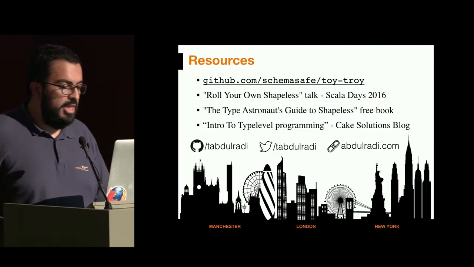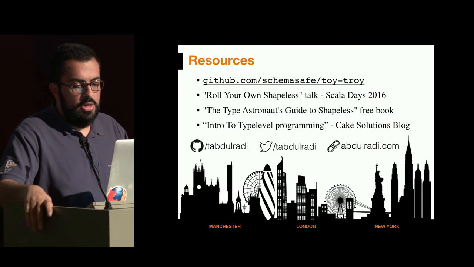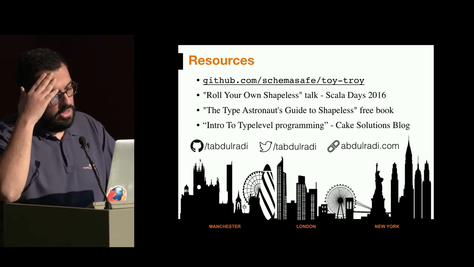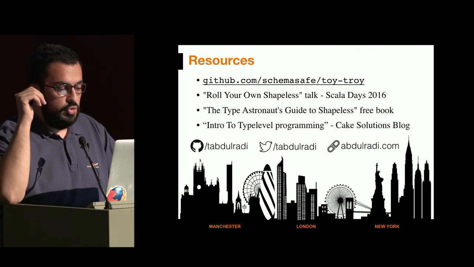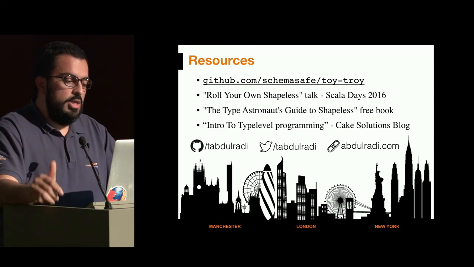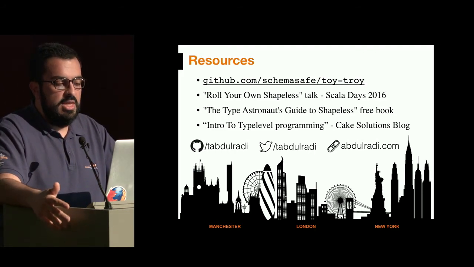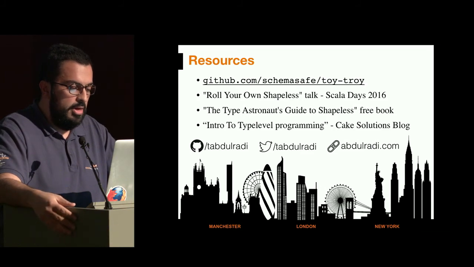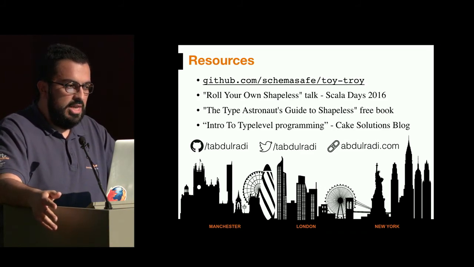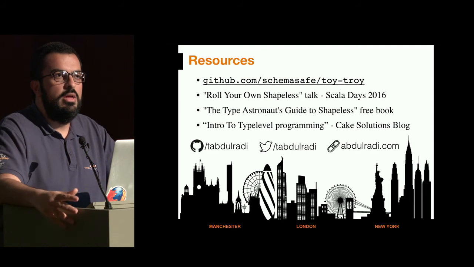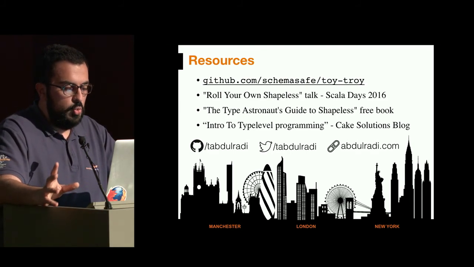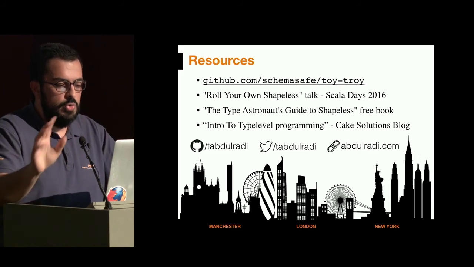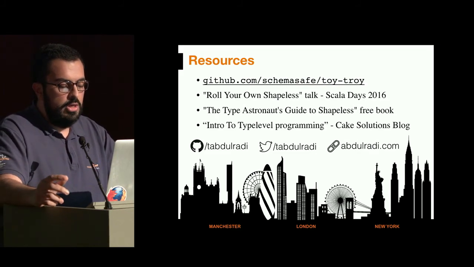Finally, the code is all open source. Under the GitHub organization Schema Safe, there is Troy and Toy Troy. Toy Troy is a very simple example that I'm using in the code, because Cassandra has slightly different types and complicated rules that I don't want to pollute the idea itself. So use Toy Troy as a proof of concept.